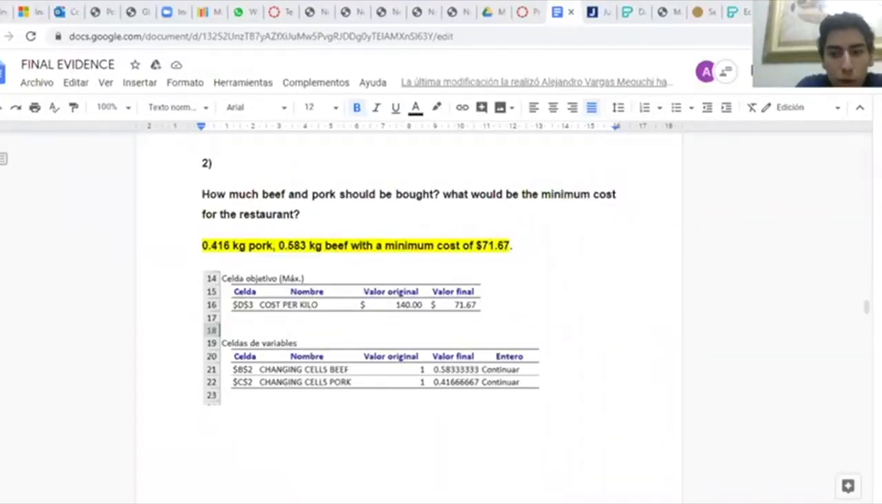So the first problem they have is that they want to reduce the cost of the food preparation, mainly in the meatballs section. As you can see, after we made an analysis, we obtained that if they want to minimize the cost of the meatballs, they need to buy 0.416 kilograms of pork, also 0.583 kilograms of beef, and the minimum cost will be $71.67.